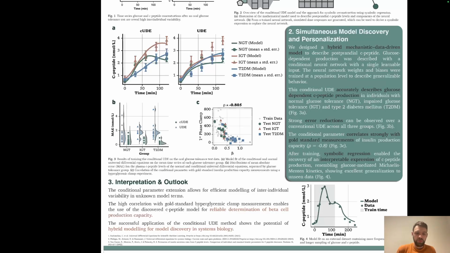Finally, the conditional parameter extension allows for an efficient modeling of inter-individual variability in physiological systems. The conditional parameter in this case becomes an interpretable index of beta cell function validated by gold standard measurements.